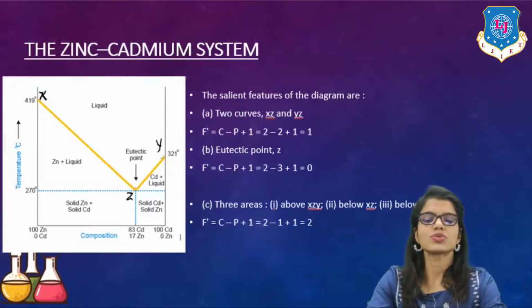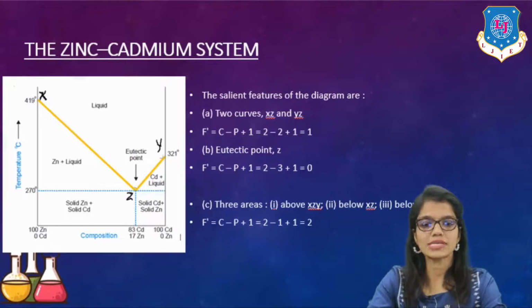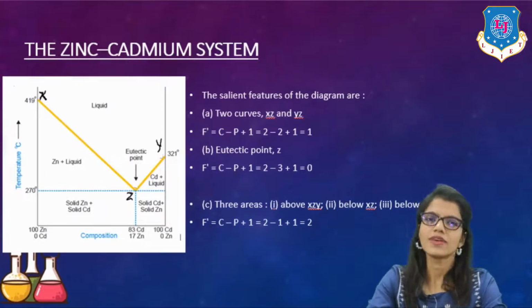Now, next is three different areas. First area is above XZY. Second area is below XZ. Third area is below YZ. So we have to consider number of components 2, number of phases 1. Let's put the values in the condensed phase rule. F dash is equal to c minus p plus 1, which becomes 2 minus 1 plus 1 is equal to 2. This is how we can calculate the variance, or the degrees of freedom, for our system.